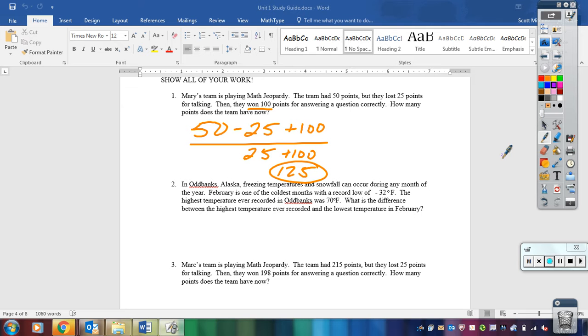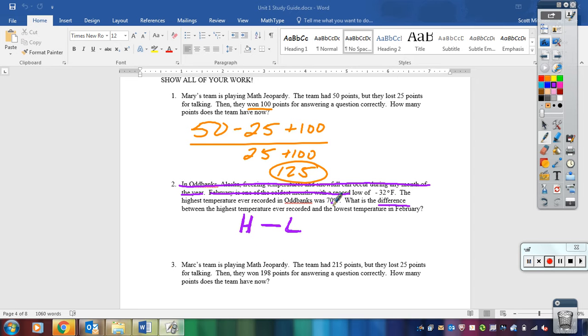Number 2. In Fairbanks, Alaska, freezing temperatures and snowfall can occur in any month of the year. This is a waste of a sentence. It's junk. February is one of the coldest months with a record low of, even this doesn't matter, negative 32. The highest was 70. What is the difference, which is subtraction, between the high and the low?